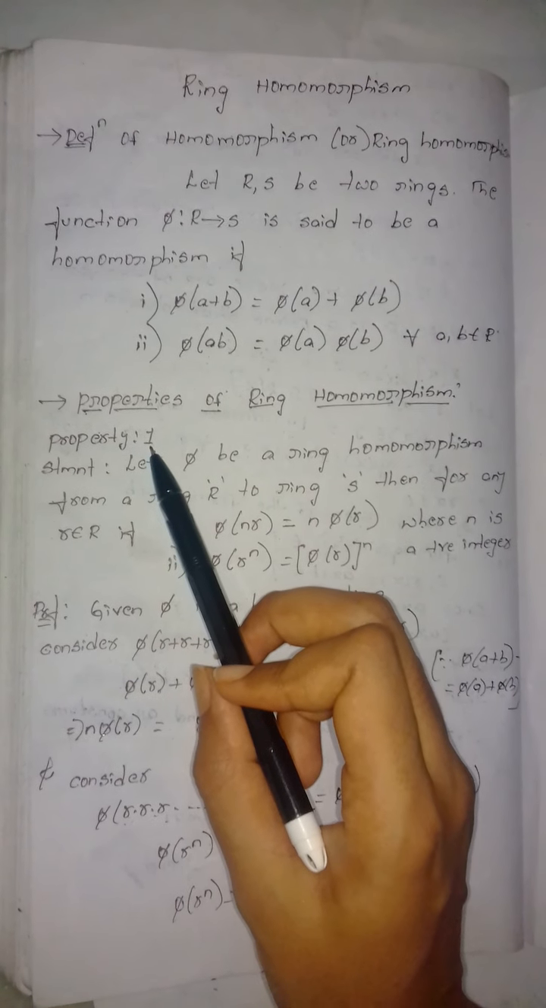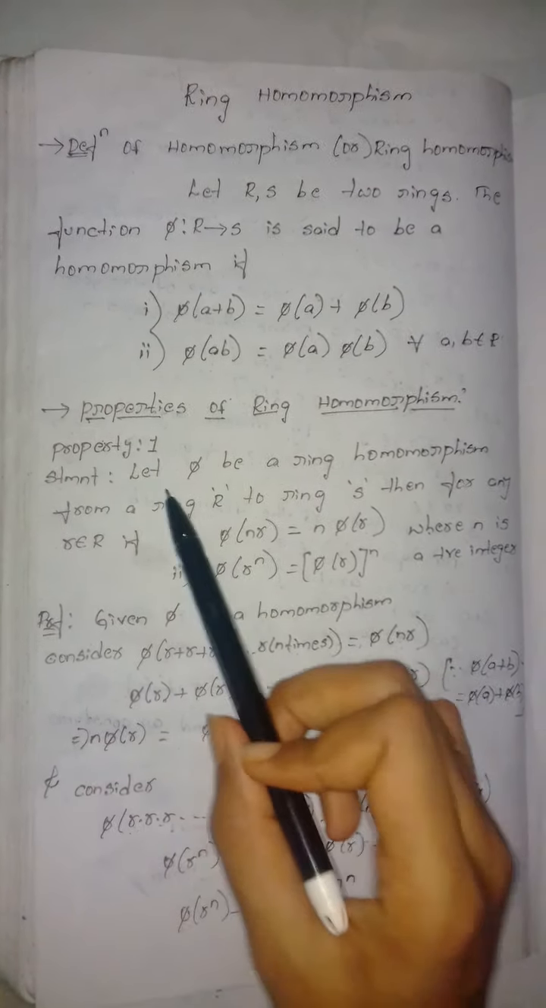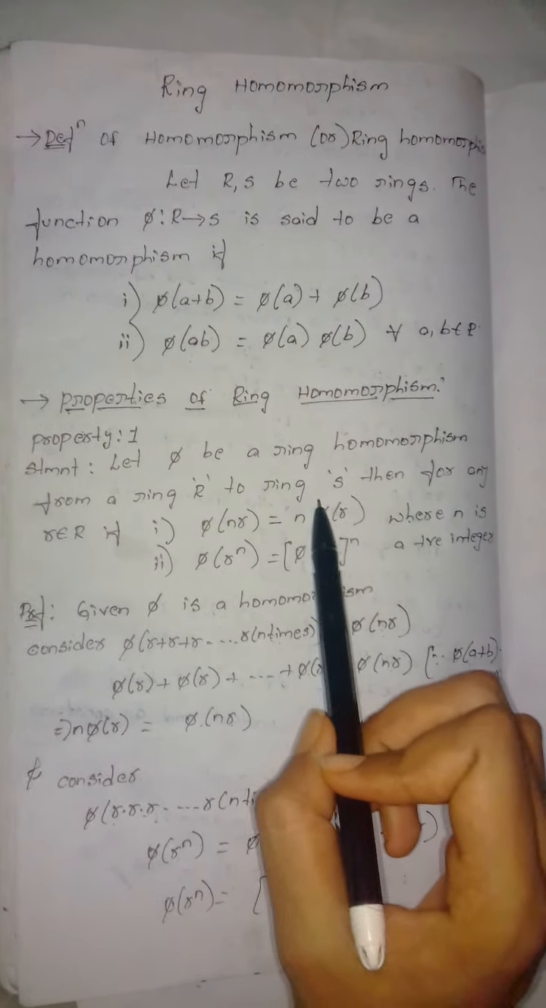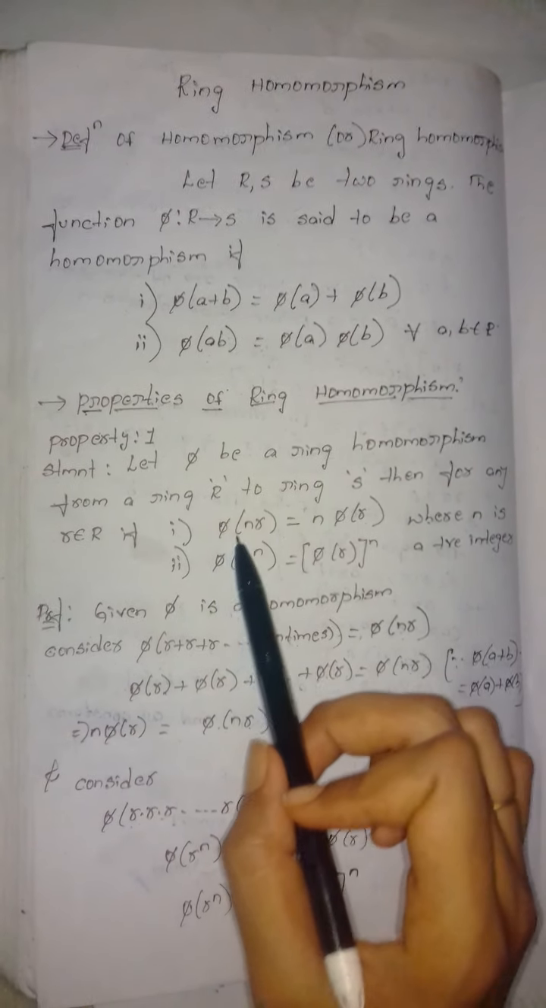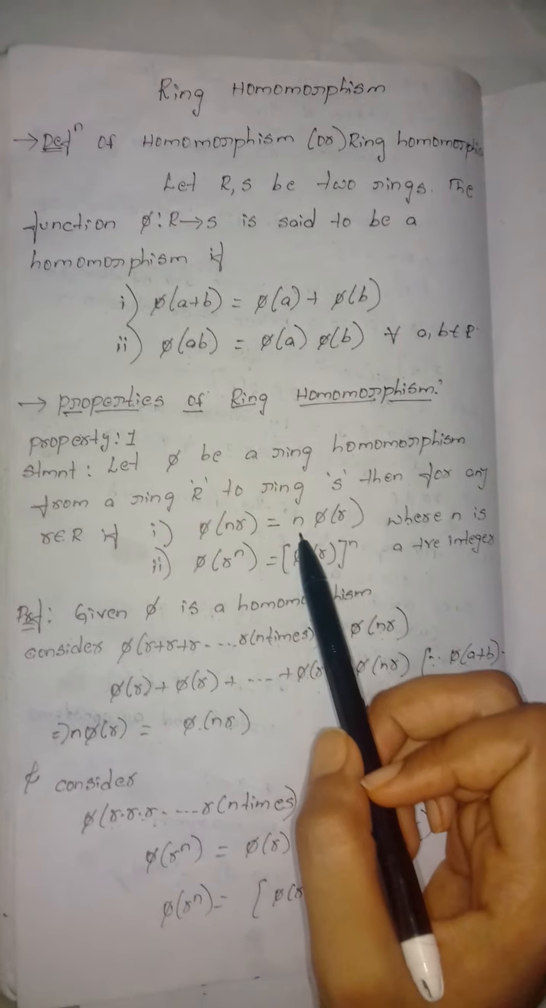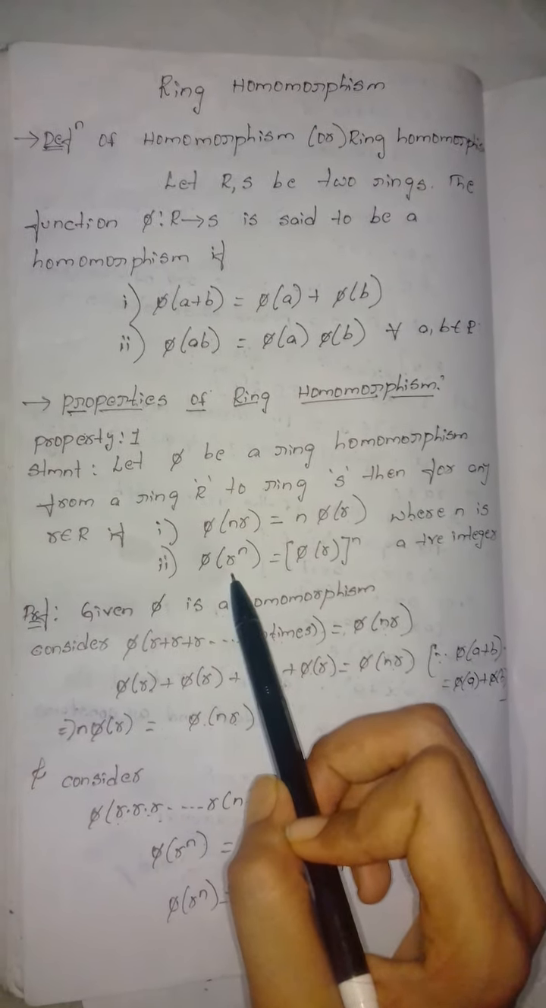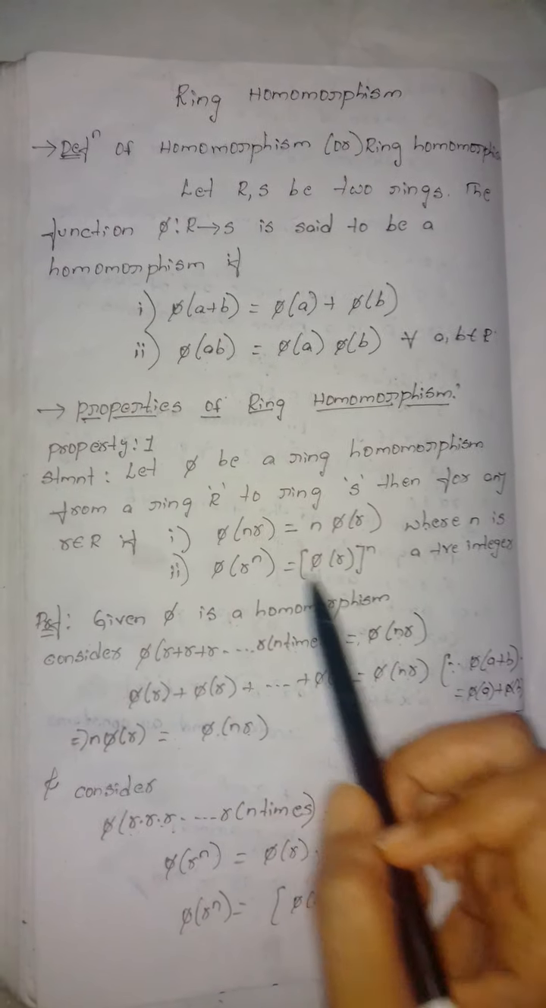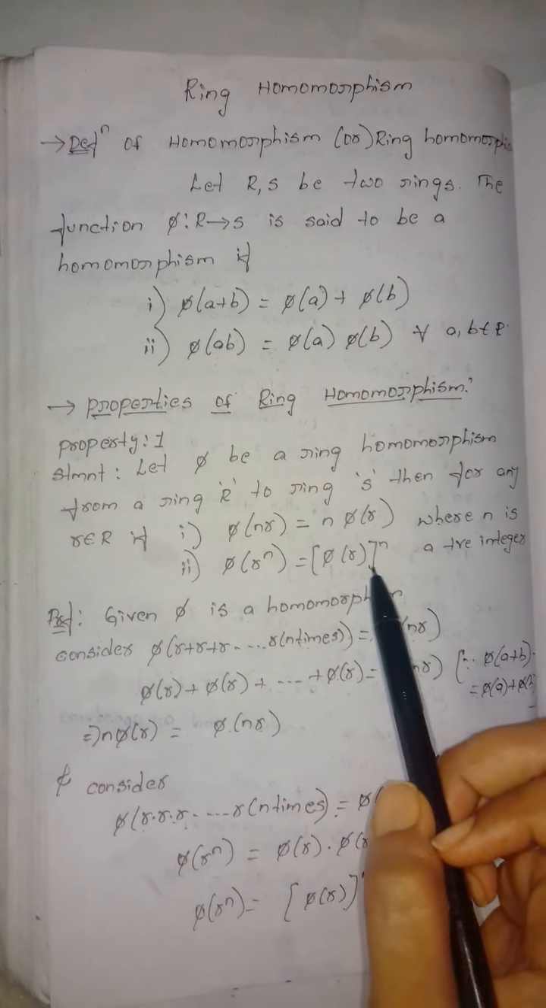Property 1. For each property we have a proof. Statement: let pi be a ring homomorphism from ring R to a ring S. Then the first sub-property, pi of nr equals n times pi of r. Next, pi of r power n equals pi of r whole power n.